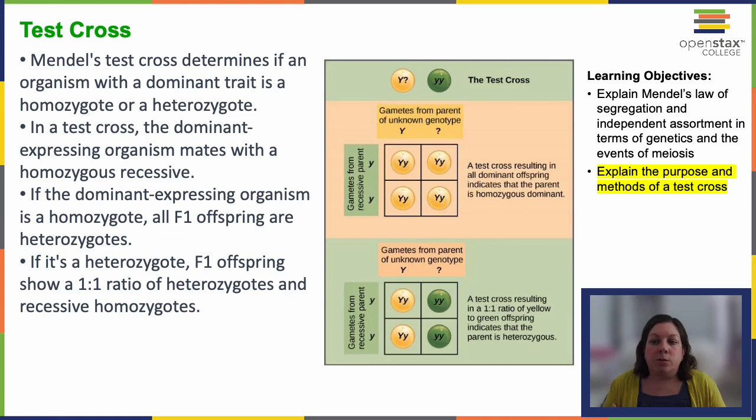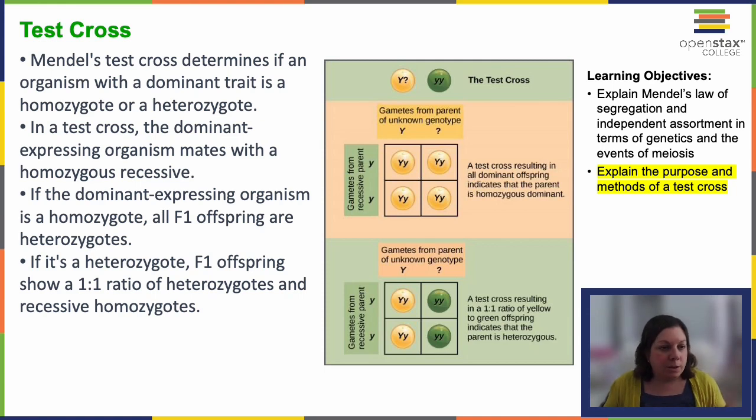Beyond predicting the offspring of a cross between known homozygous and heterozygous parents, Mendel also developed a way to determine whether an organism that expressed a dominant trait was a heterozygote or a homozygote. This technique was called a test cross, and is still used by plant and animal breeders today. In a test cross, the dominant expressing organism is crossed with an organism that is homozygous recessive for the same trait. If the dominant expressing organism is a homozygote, all of the offspring will express the dominant trait. Alternatively, if the dominant expressing organism is a heterozygote, the offspring will exhibit a 1-to-1 ratio of heterozygotes and recessive homozygotes.